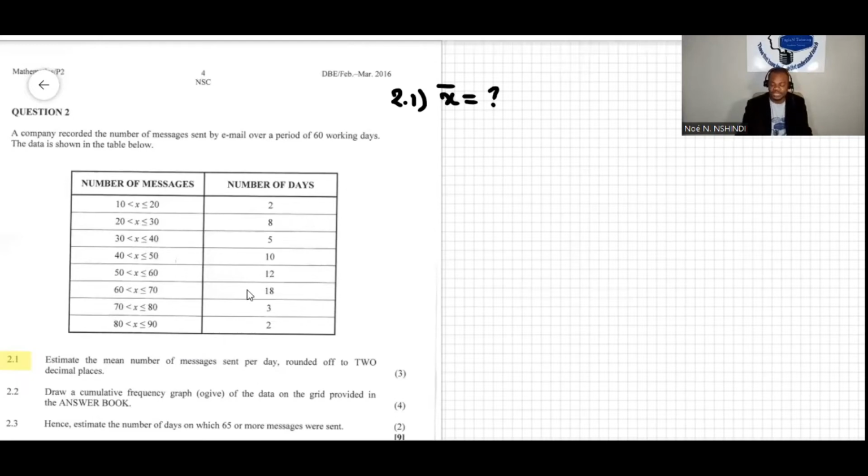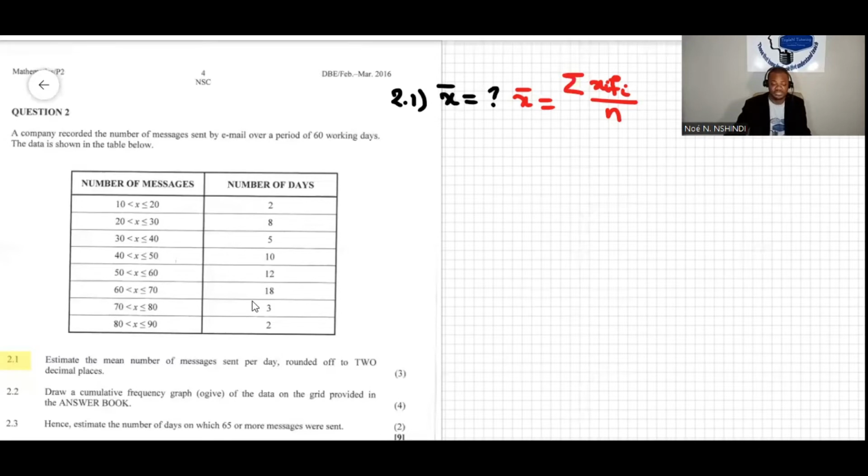Now, if you need to find the average for grouped data, the formula is given by X bar equal to the sum of the mid class, okay? We're going to do the mid class Xi times Fi over N. What does it mean? I'm going to take the middle value of this class times the frequency. The middle value of each class here times the frequency.